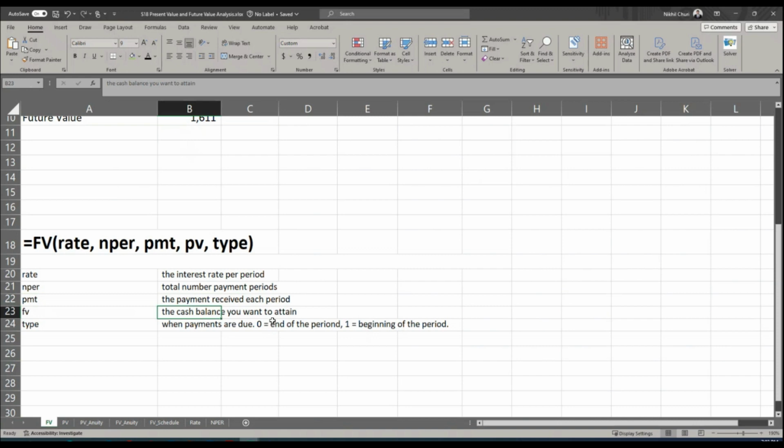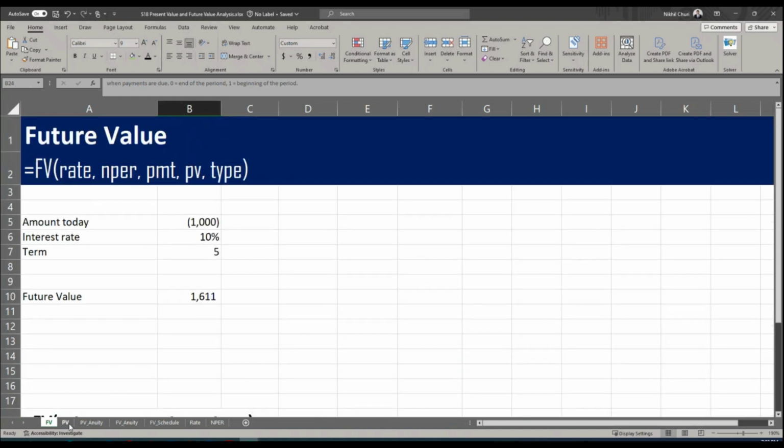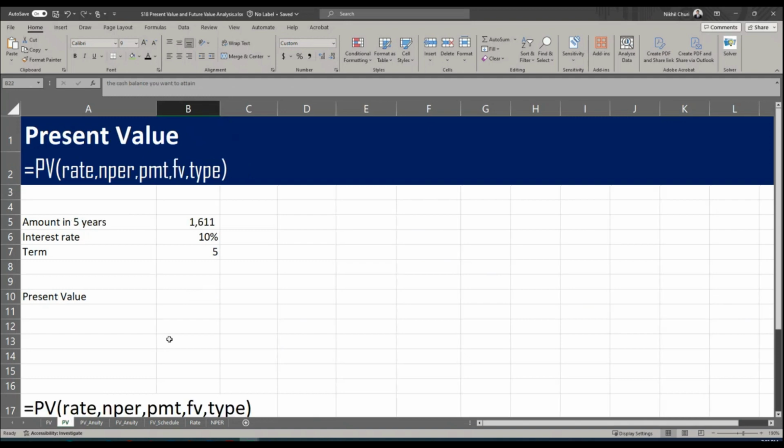That is the cash balance you want to attain at the end of that period. And type is when payments are due: 0 equals the end of the period, and the beginning of the period is 1, which will be ignored in our case. Coming to our main problem, moving forward with the next part, which is knowing your present value if your future value is known. This is the syntax we use.